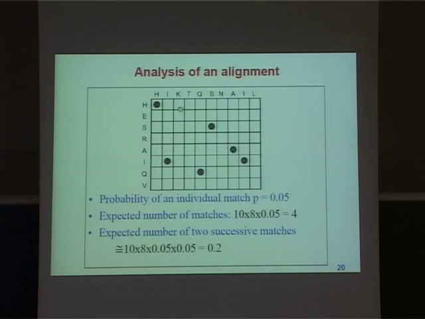We can start anywhere. If you are talking about single matches, the probability of observing a single match can be anywhere in this matrix, and this matrix is of size m times n if one of the sequences is of length n and the other is of length m.